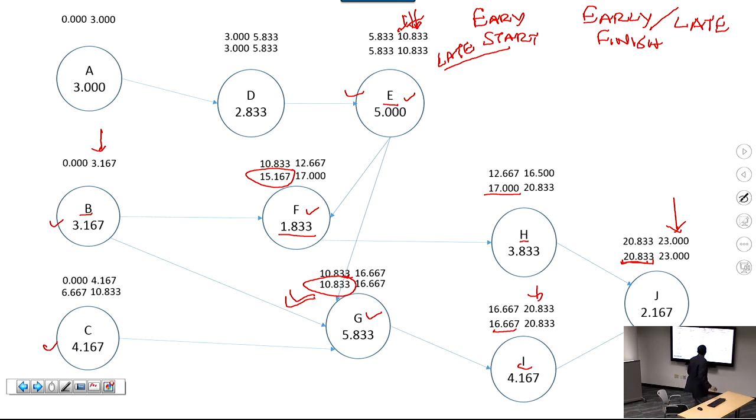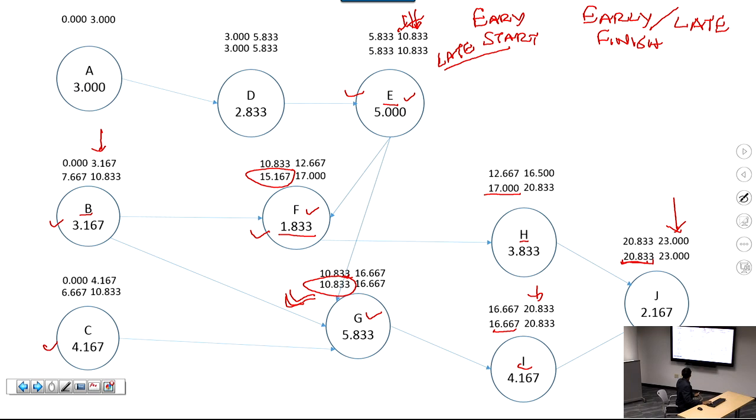So looking at B now, there are two activities that depend on B. F depends on B and G depends on B, right? So that none of that gets delayed, right? You cannot afford to delay F, you cannot afford to delay G. So then if G must start at 10.833, then B must finish by 10.833. Subtract the time for B, you get the late start for B.